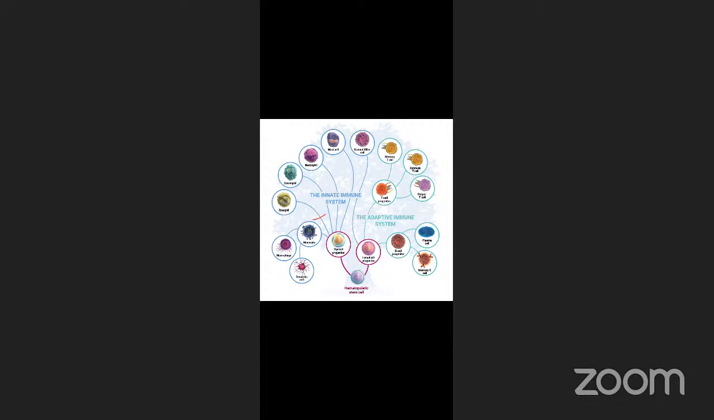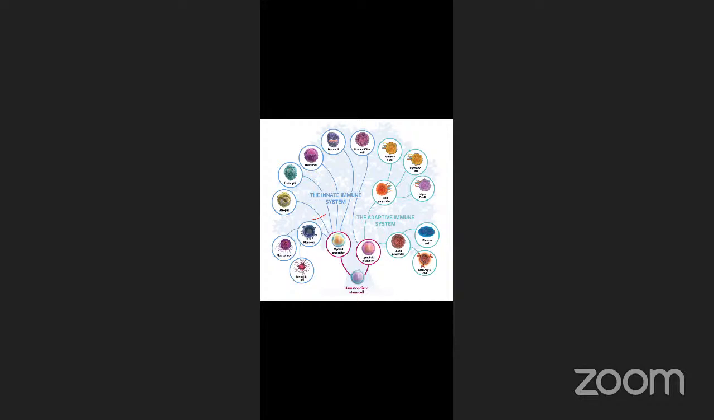Bursa of Fabricius in birds is the manufacturing or maturation site for the B cell. In the human being, B cells are produced in the bone marrow. And coming to the T cell, T lymphocytes are also produced in the bone marrow and activated or matured in the thymus.